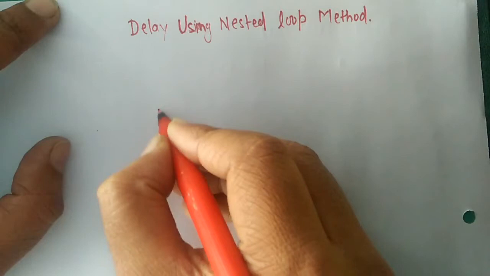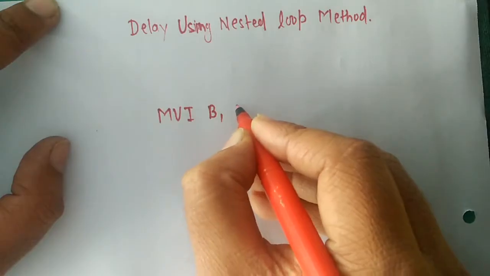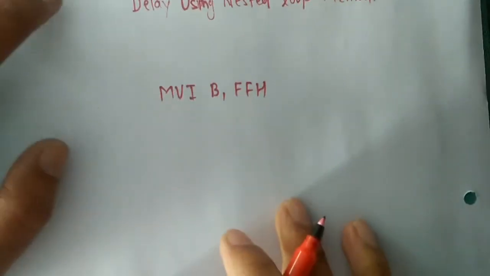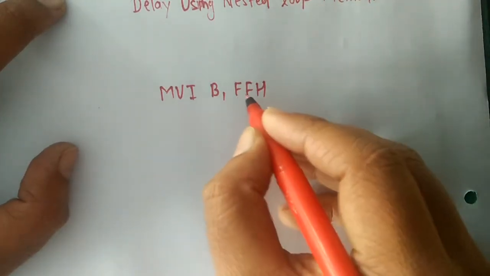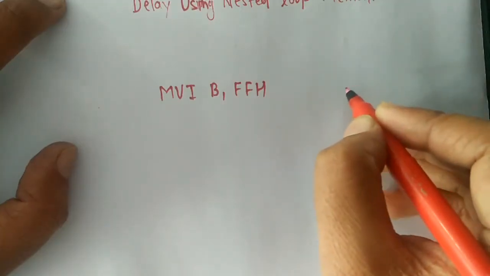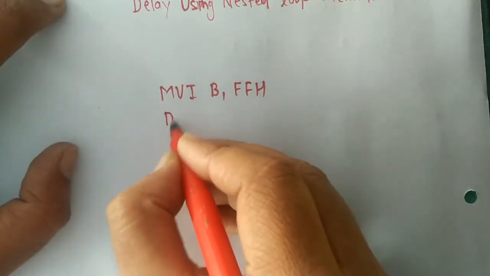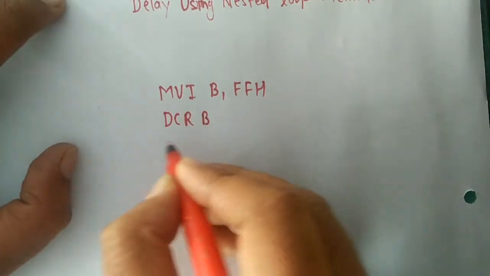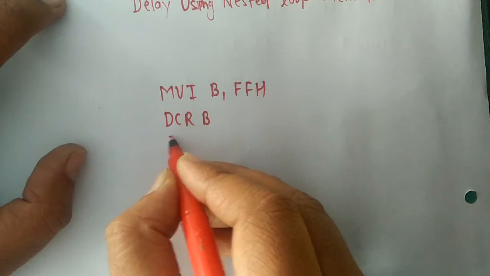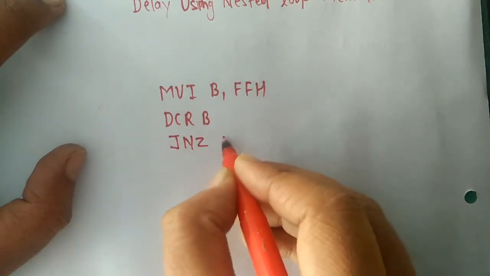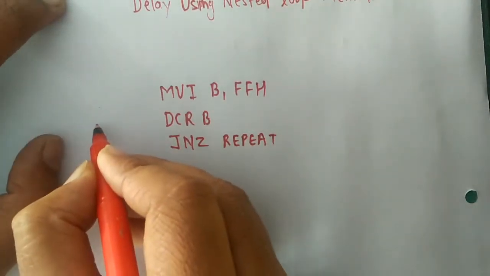Okay, so this is MVI B comma FFH. I am taking a value 255. The hexadecimal value FFH is equivalent to 255 in decimal. So the value FFH will be copied to register B, and after that I am going to decrease that value with DCR B, and then I will check whether the content of B is 0 or not by using the instruction JNZ. So JNZ and repeat, and the repeat label will be here.